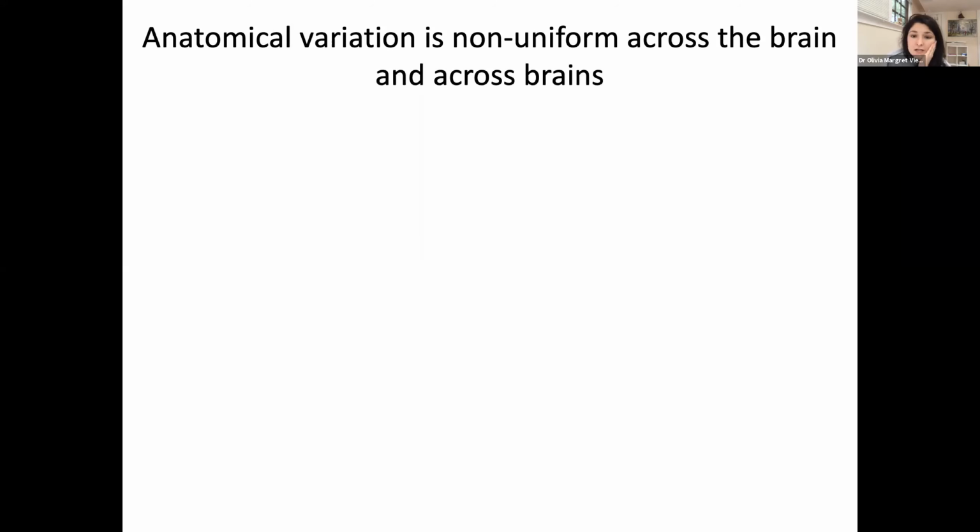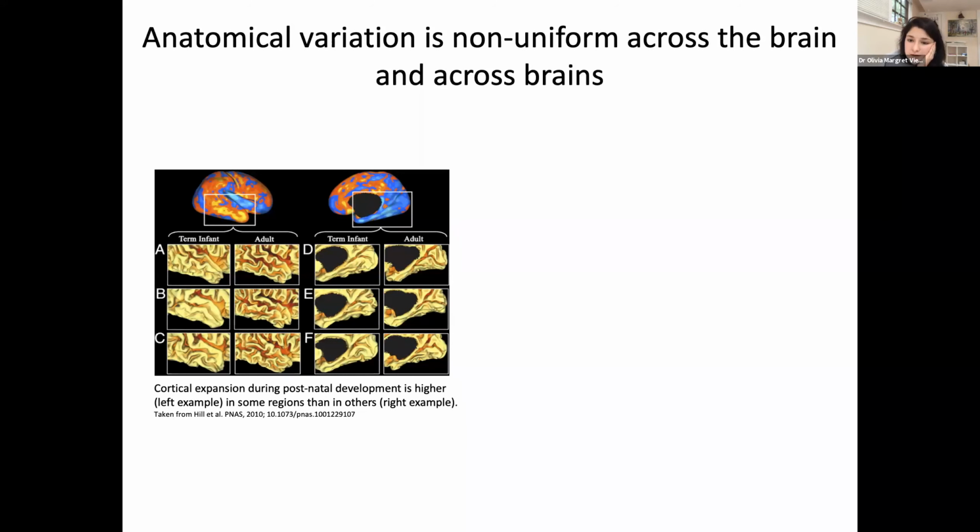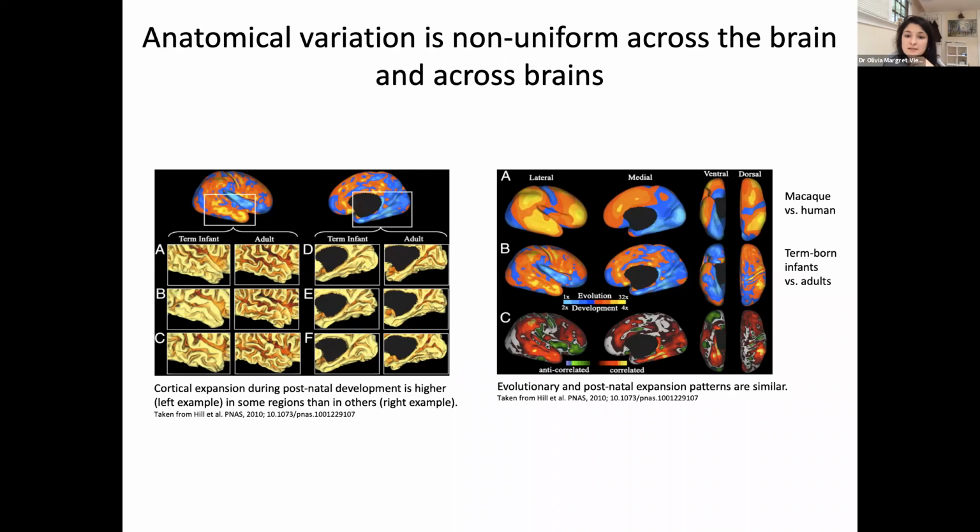across brains. So to the left, we can see the cortical expansion during postnatal development. And the lateral temporal lobe here is expanding to a much higher degree than the medial lateral occipital cortex. And the anatomical variation will be higher in this region. And to the right, we can see how this is linked to also evolutionary development. The patterns of evolutionary and postnatal brain expansion are very similar. The early developed regions are those that are more similar across our brains.